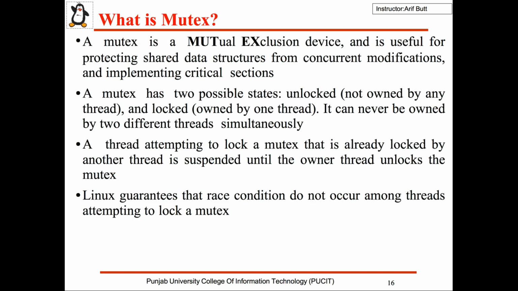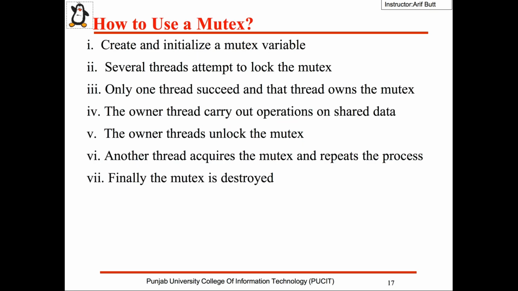A thread attempting to lock a mutex that is already locked by another thread is suspended until the owner thread unlocks the mutex. And finally, Linux guarantees that the race condition will not occur among threads attempting to lock a mutex at the same time.